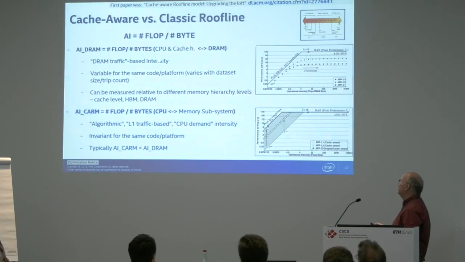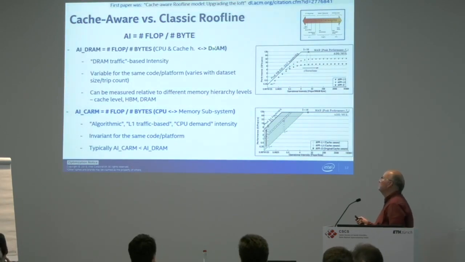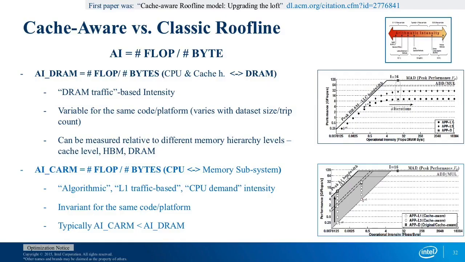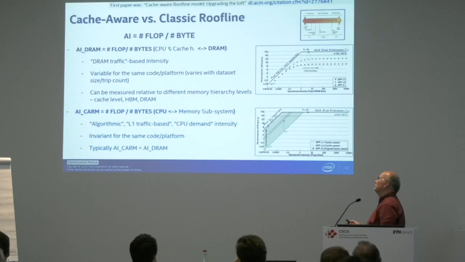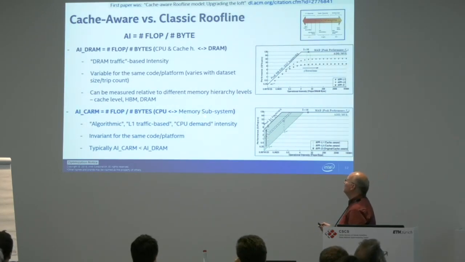So this would be again the difference between the cache-aware and the classical roofline. With the classical roofline, you take as bandwidth the bandwidth to DRAM only. So you measure the operational intensity, which is the ratio of flops per bytes read from DRAM. In contrast to that is the new cache-aware methodology, which takes the bytes transferred from each memory subsystem.